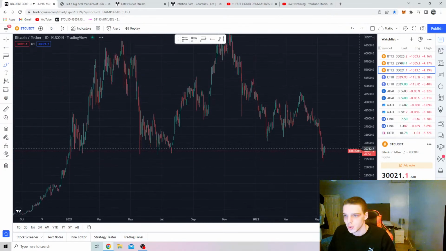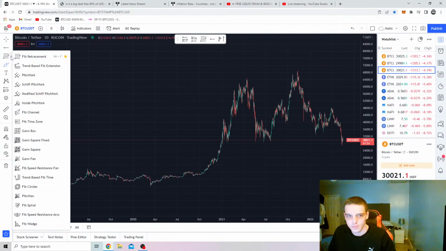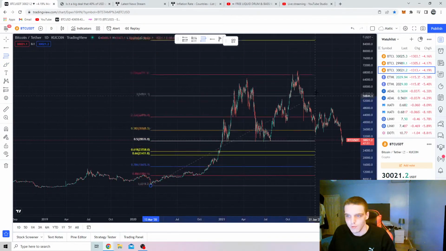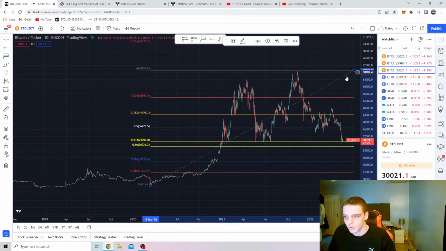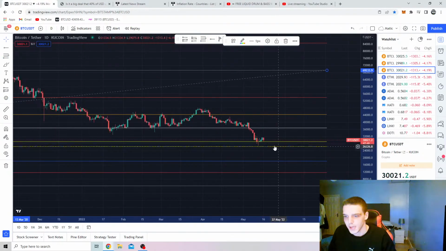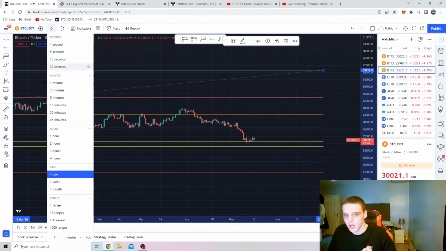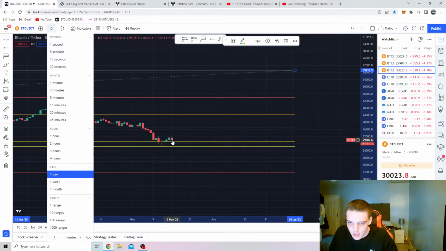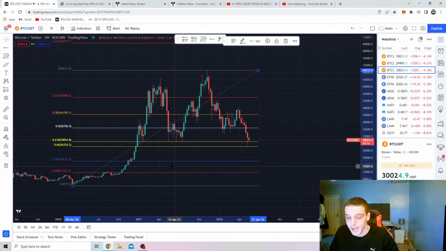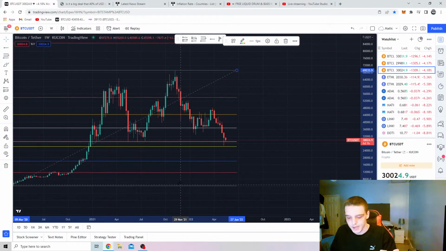Simple Fibonacci, the one I showed you, from the COVID lows of March to the all-time high. Look where we are. The higher the time frame, the stronger the level. As you can see here on the daily, close above, close above, close above, close above, and this last red candle, if you can see this one, has come down as support. So that obviously is a very respected level. Again, the higher the time frame, the more respected it is.